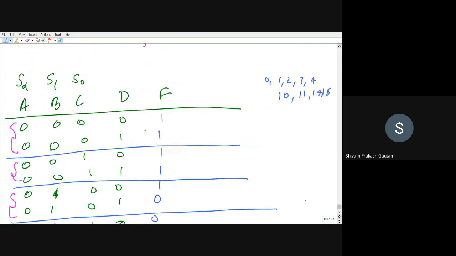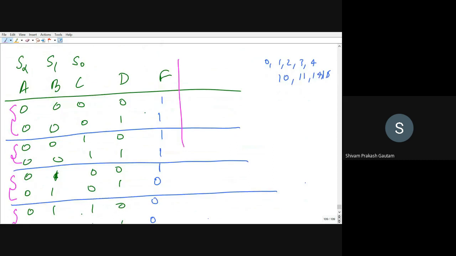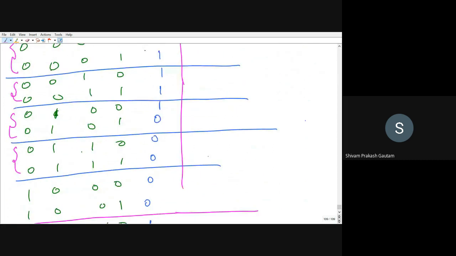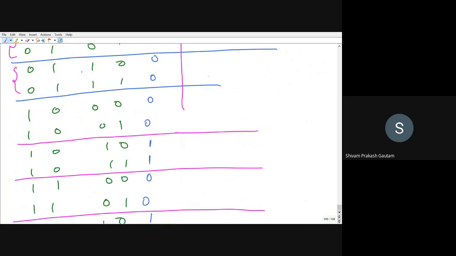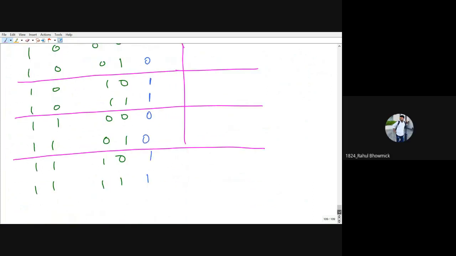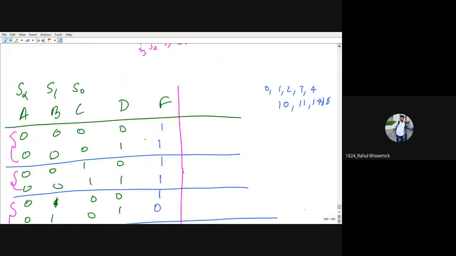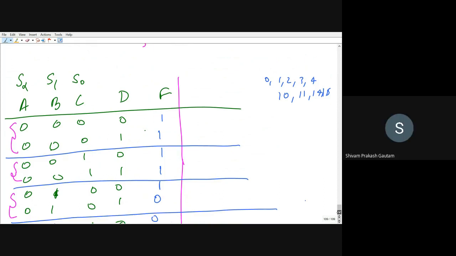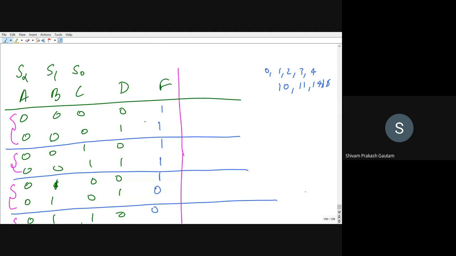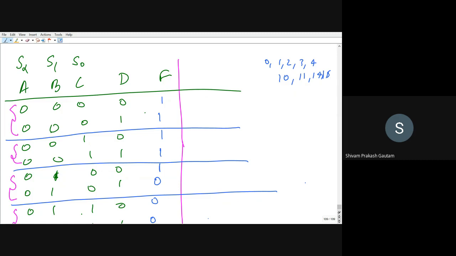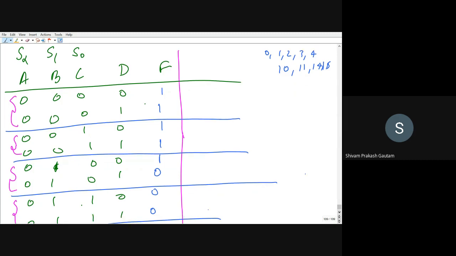Now I will use one more column. Sir, so only D will change now? ABC will remain constant? Yes, yes. Only D changes; you can see ABC is remaining constant here. So I have divided this table into subsections where ABC is remaining constant. Now based on this, we will fill the output, right?